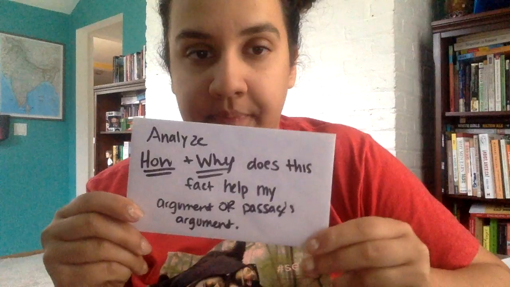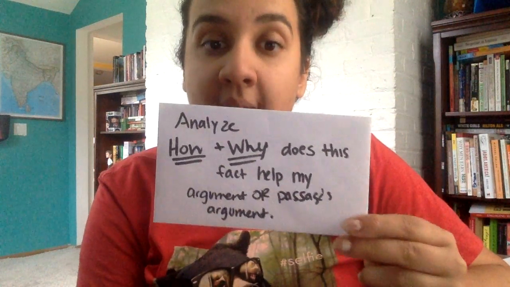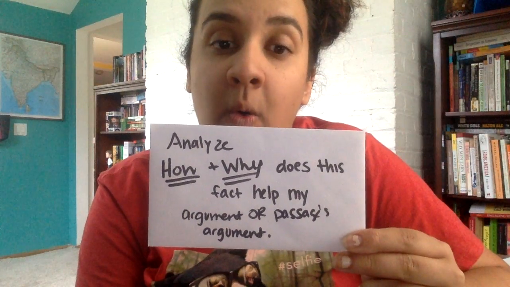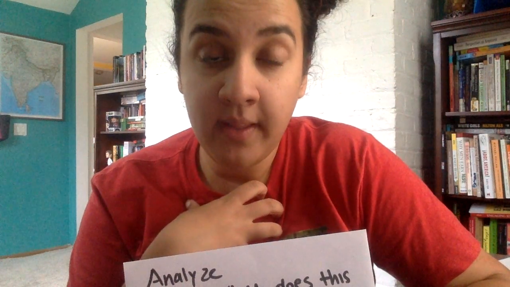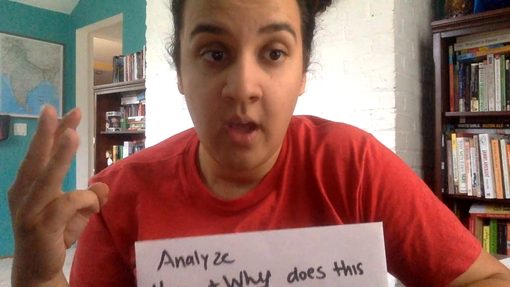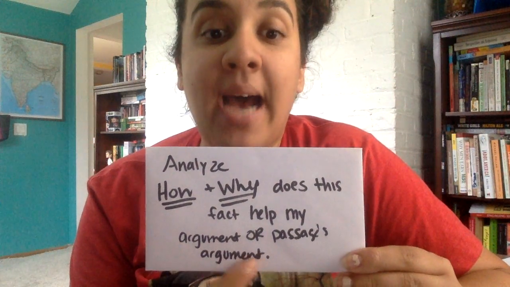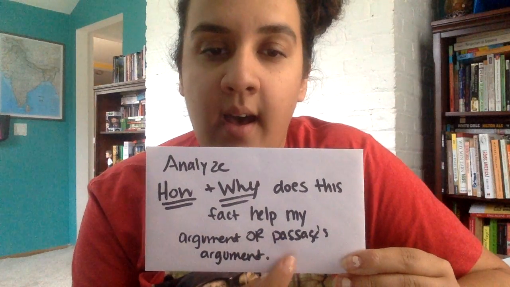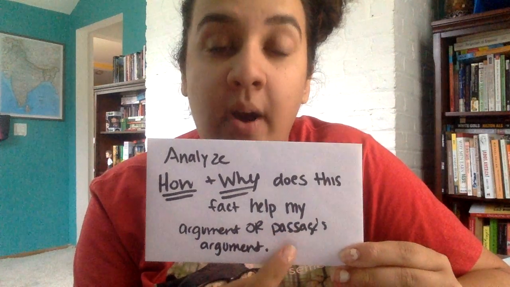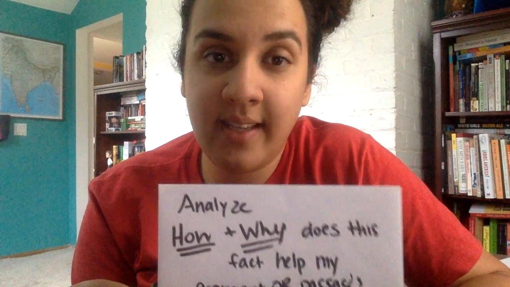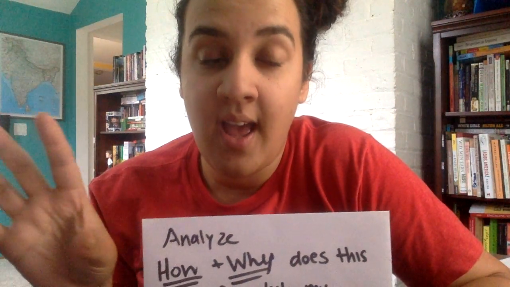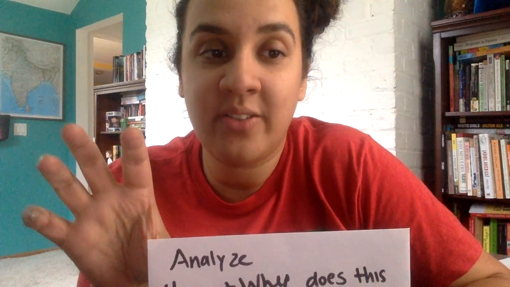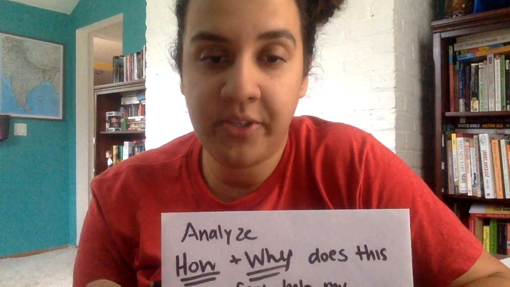So contextualizing, what do these facts have to do with the passages? And then analyze. How and why does this fact help my argument, meaning my own argument that I'm making in prompt 3? Or how does it help my passage's argument, right? And we'll talk about this next class because that's prompt 2, where prompt 2 is asking that you take the chart information and you integrate it into either passage's argument. But we don't have to talk about that now.